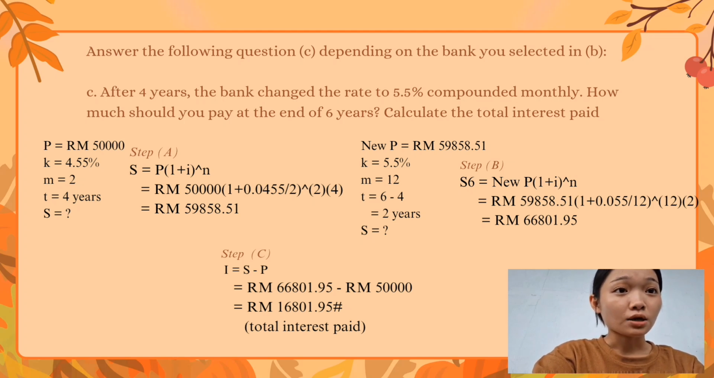Lastly, step C. We can find the total interest paid by using the key formula I equals S minus P, equals 66,801 ringgit and 95 cent minus 50,000 ringgit, equals 16,801 ringgit and 95 cent.